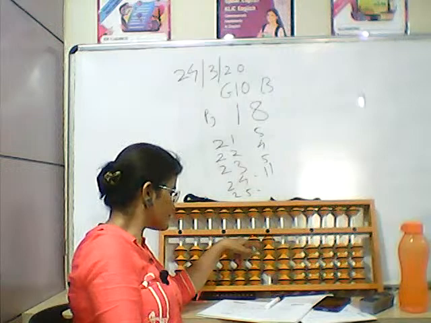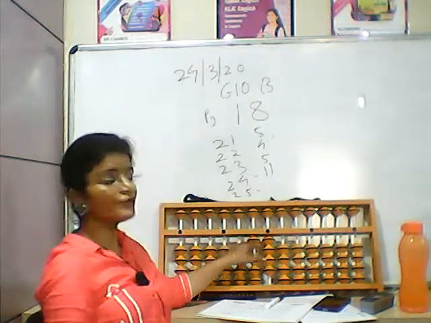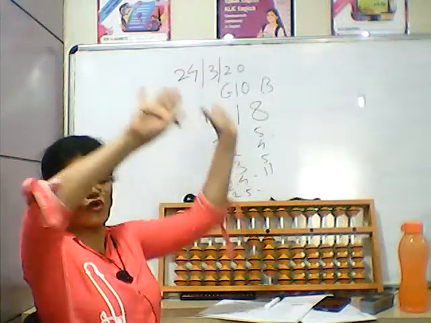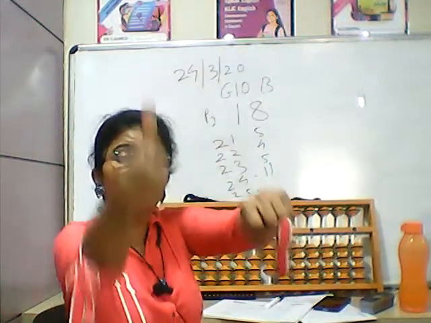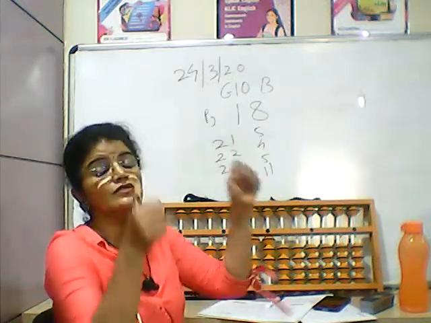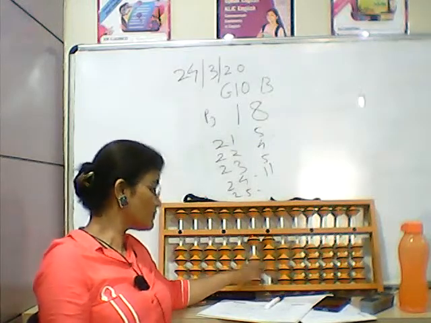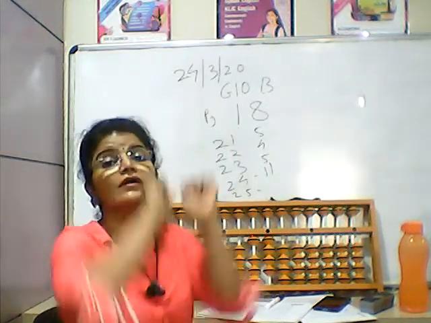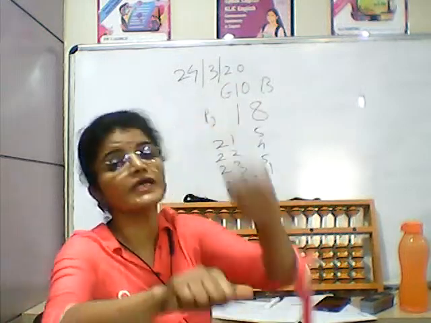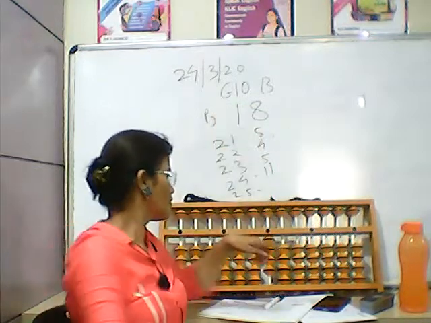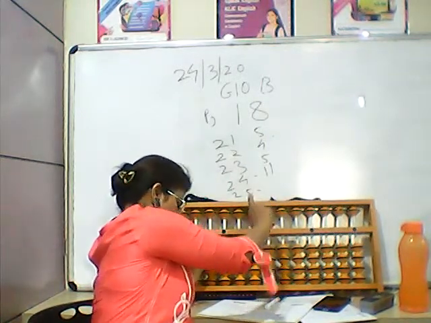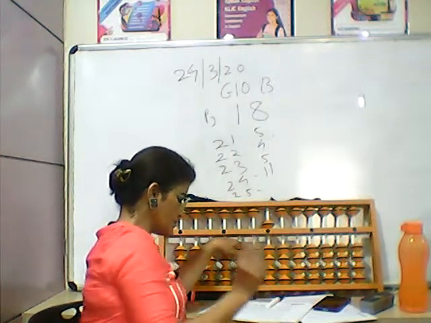Then you have to do minus 9. Can you do minus 9 directly? No. Can you do minus 10? Yes. Show minus 9: minus 10, plus 1. Plus 1 to nahi hai, so make complement: minus 10 plus 5 minus 4. Ten down, five down, four down. That is, answer is 5.